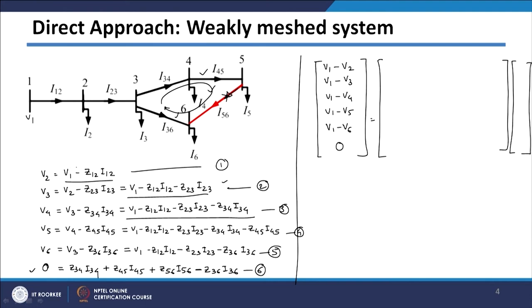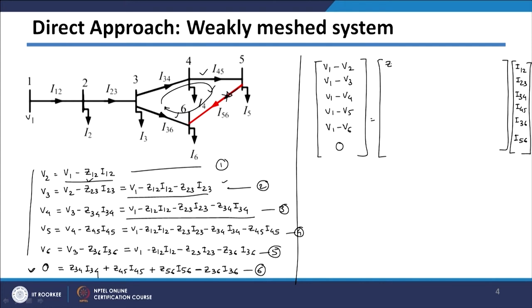So, there are actually voltages in the first 5 equations, and in the last equation there is no term which is related to voltage. So, that is why we put 0 here, and on the right hand side we are considering this impedance multiplied by current. So, these currents are I12, I23, I34, I45, I36 and I56.